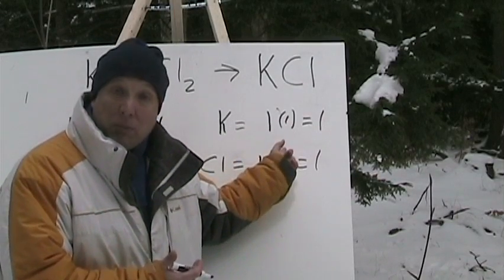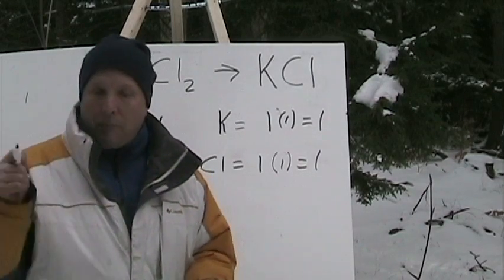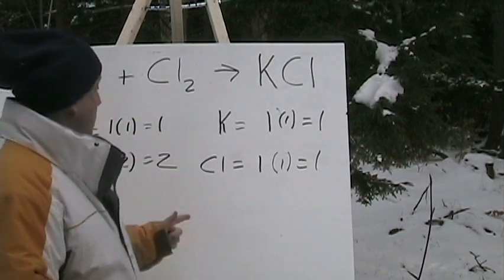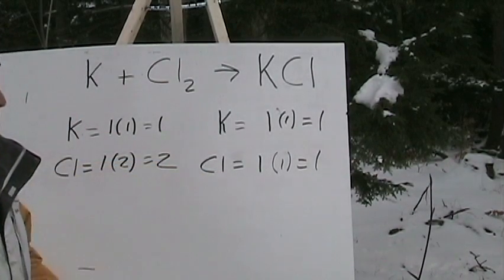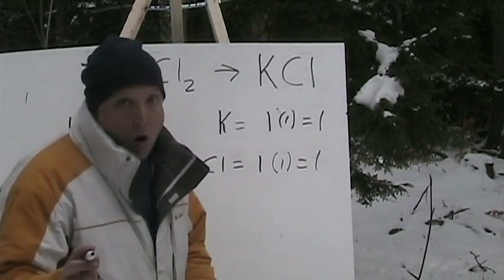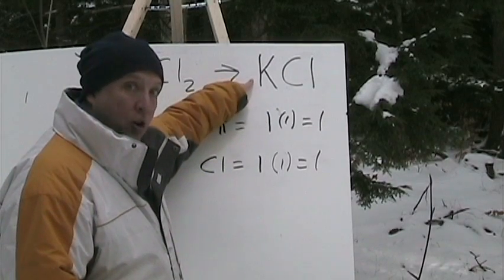But if you change something else, it might change your K's. That's a very important thing. Then you've got to come back and readjust it. 2 chlorines on the reactant side, only 1 chlorine over here. Oh! So I have to change a coefficient.